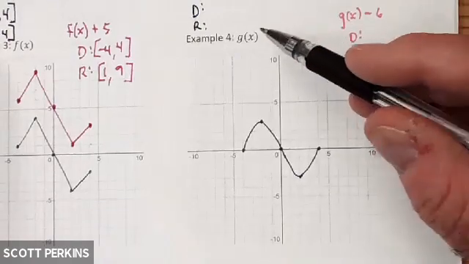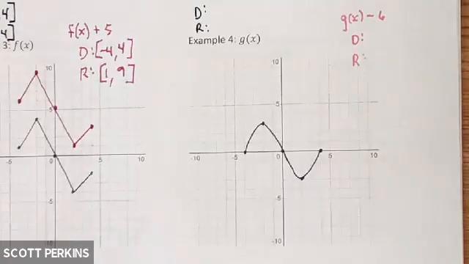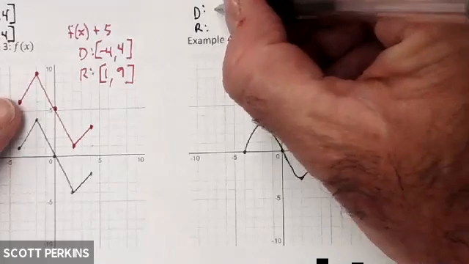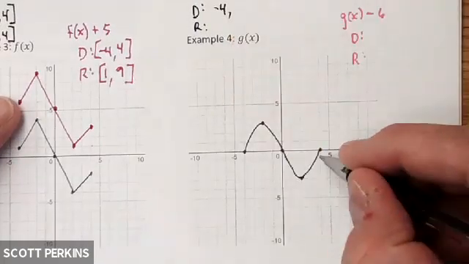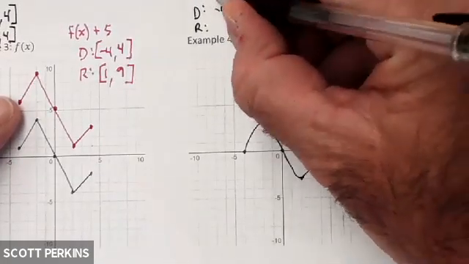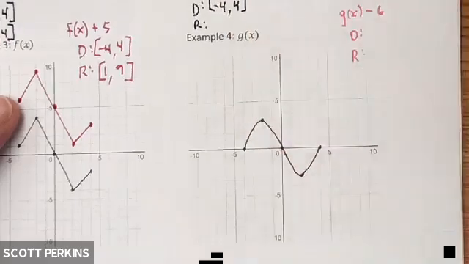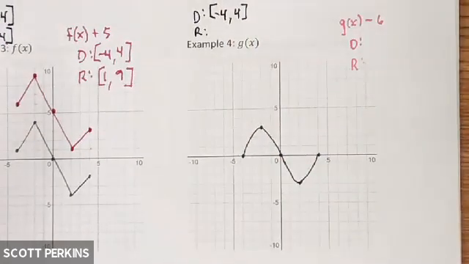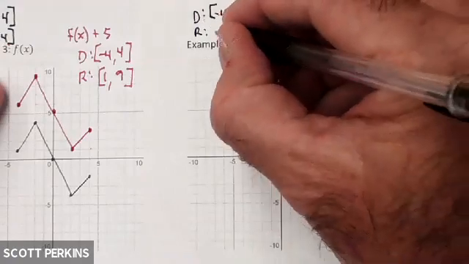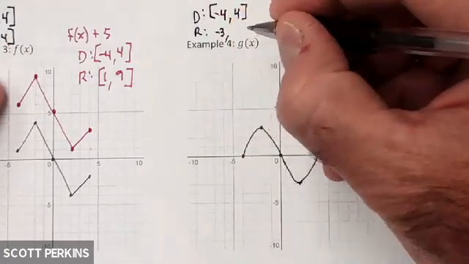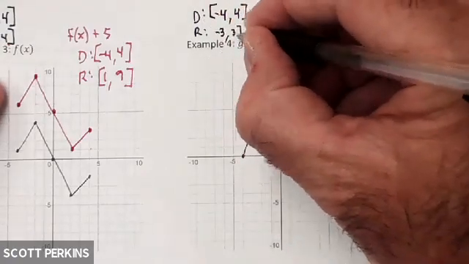Domain and range. So of the original graph, the domain is the x values. So the furthest left this goes is -4. The furthest right this goes is +4. I seem to have been stuck when I made these examples. And then the range, the y values, the furthest down this goes is -3, and the furthest up this goes is +3.